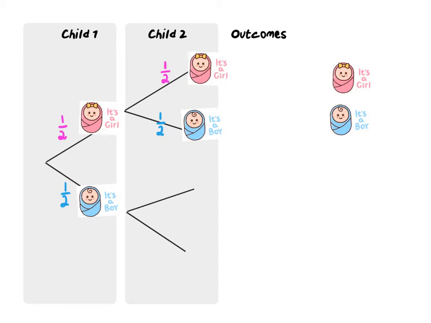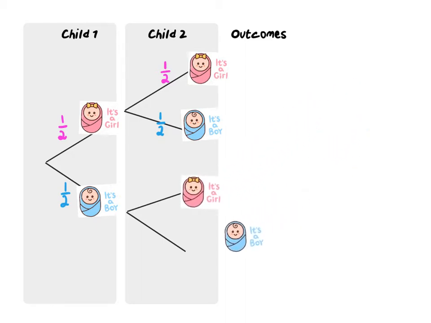The same is true for when the first child is a boy. The second child could either be a girl or a boy. And just like in the branch above, having a girl is a 1 in 2 chance, and having a boy is a 1 in 2 chance as well. So these are all individual events. Every time we have a branch, it basically indicates the mom having a child, and in that specific incidence, in that pregnancy, there's a chance of either having a boy or having a girl.